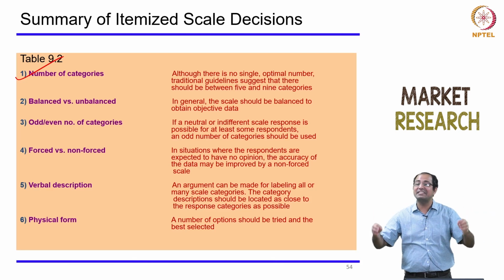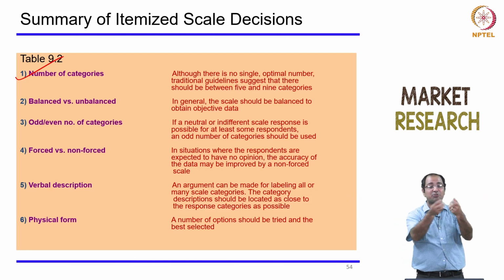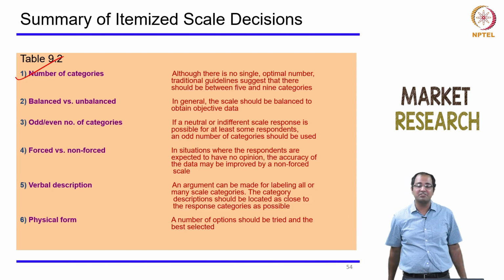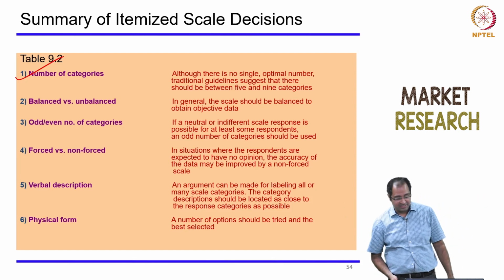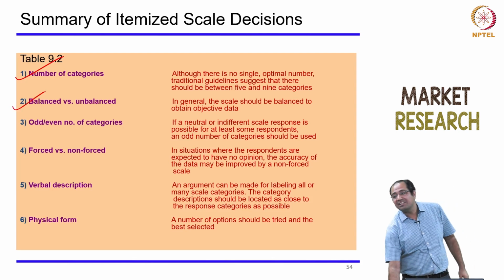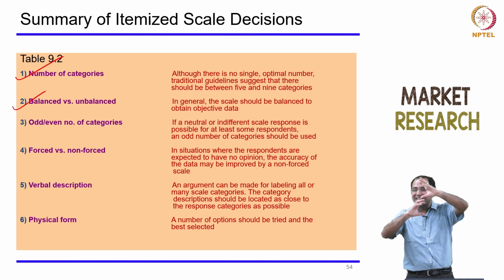Then you will have to translate, and see whether they would be able to distinguish minor differences. That depends upon the number of categories. The next one is balanced versus unbalanced. Balanced means an equal number of positive and negative categories.